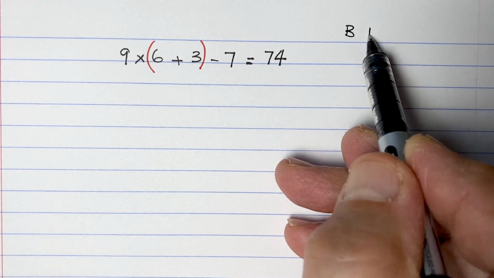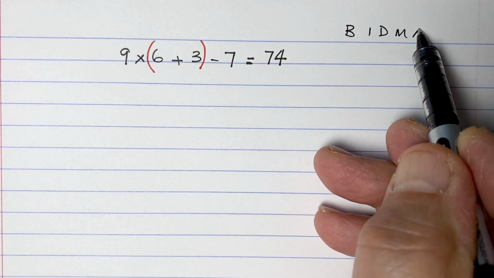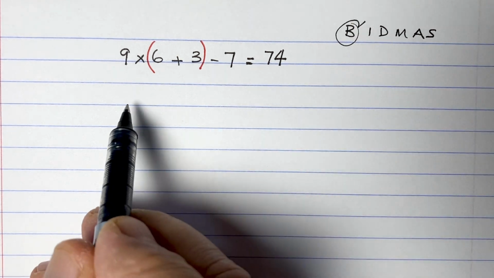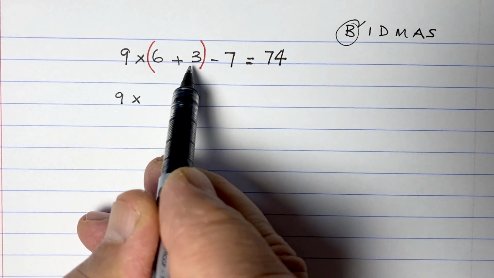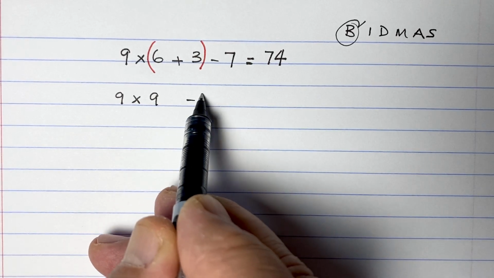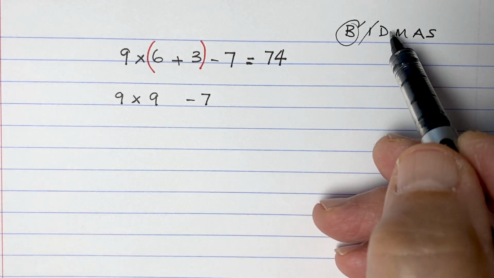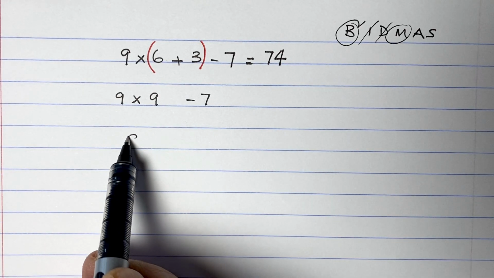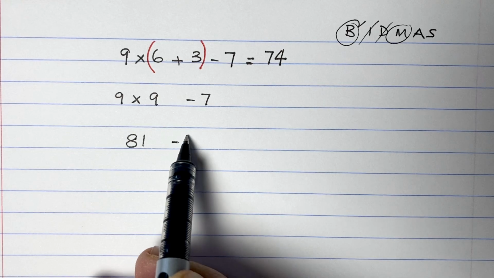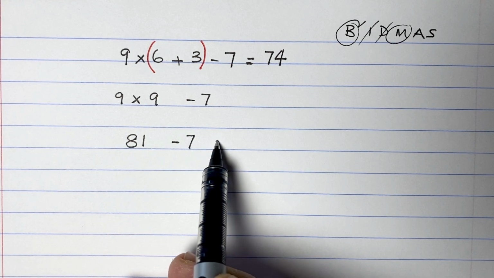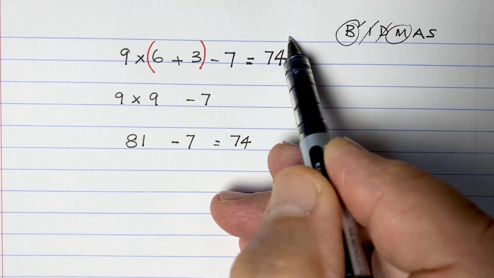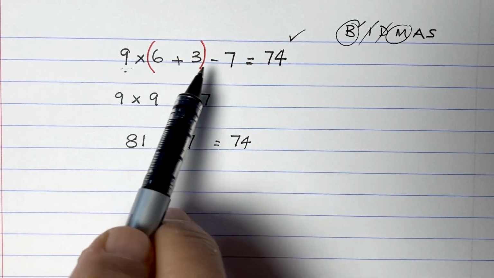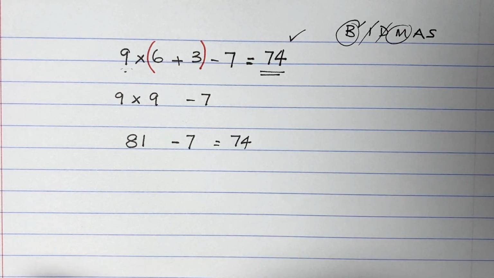Again, BIDMAS. You have to do the brackets first. So we do 6 add 3, it's 9, take away 7. There is no indices, there is no division, then we go for multiplication. 9 times 9, 81, minus 7, and 81 take away 7 is 74, which we needed to get. So the brackets will go there in order for this operation to end up as 74.